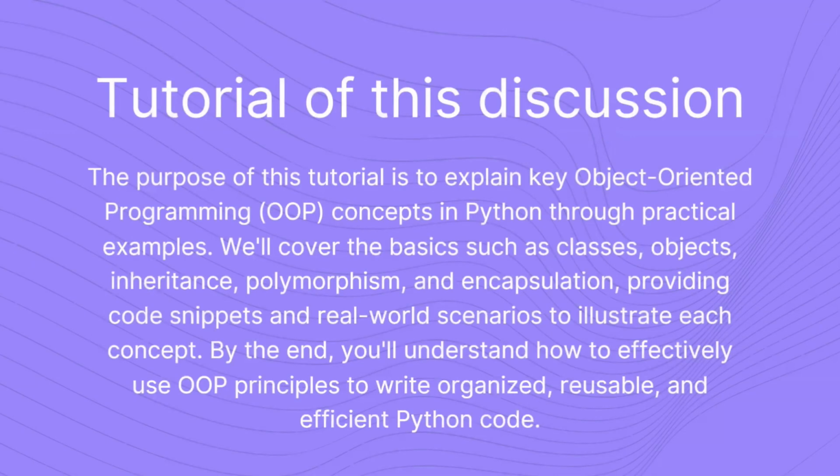The purpose of this tutorial is to explain key object-oriented programming concepts in Python through practical examples. We'll cover the basics such as classes, objects, inheritance, polymorphism, and encapsulation, providing code snippets and real-world scenarios to illustrate each concept. By the end, you will understand how to effectively use OOP principles to write organized, reusable, and efficient Python code.